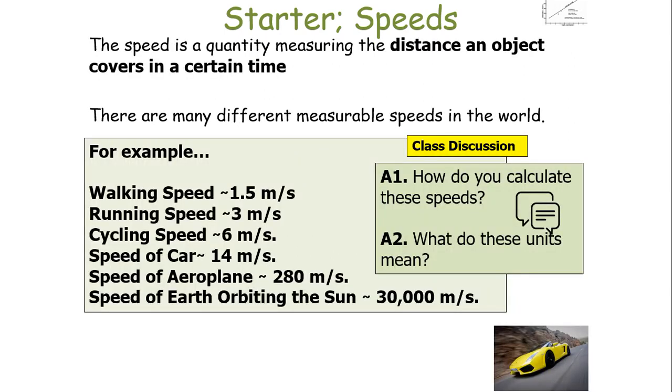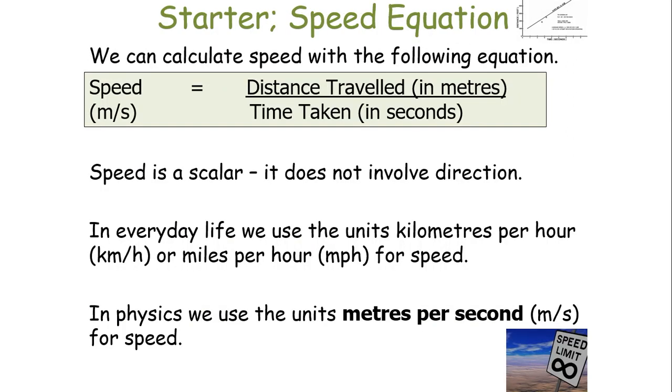Now, how do we calculate these speeds, and what does the unit of meters per second mean? Well, we can calculate speed with the following equation. Speed in meters per second is equal to distance travelled in meters divided by time taken in seconds. Now, in everyday life, we tend to use the units of kilometers per hour or miles per hour for speed, but in physics, we tend to use the units of meters per second.